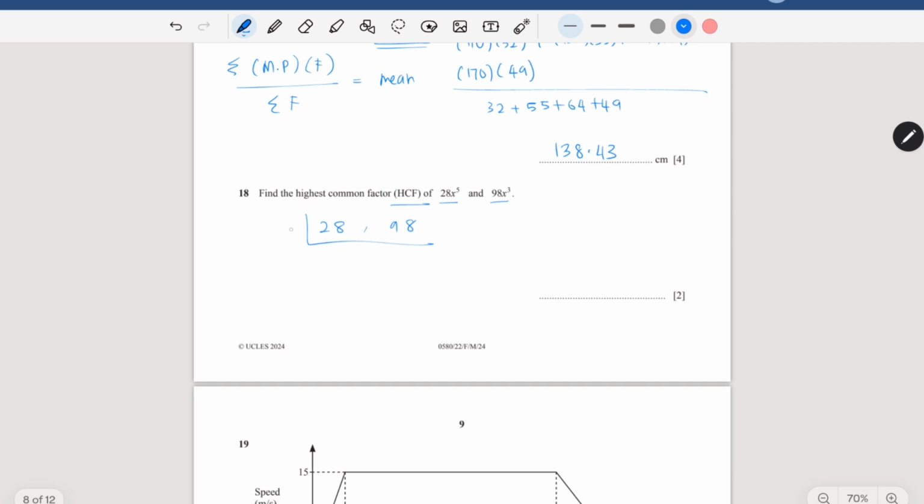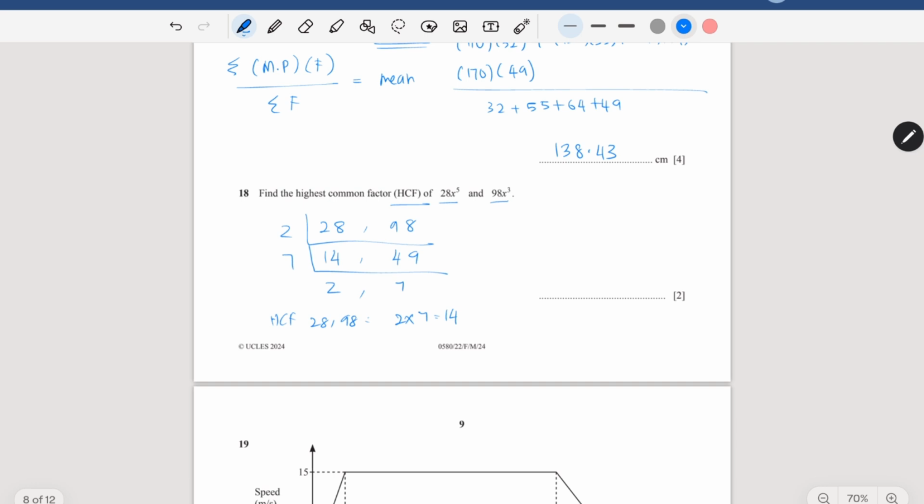If you divide them by 2, you should get 14 and 49. Then you can divide them by 7, as they have the same common factor 7. So 14 divided by 7 is 2, and 49 divided by 7 is 7. So the HCF for 28 and 98 is 2 times 7, which is 14.